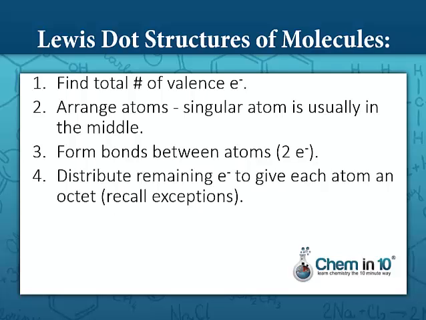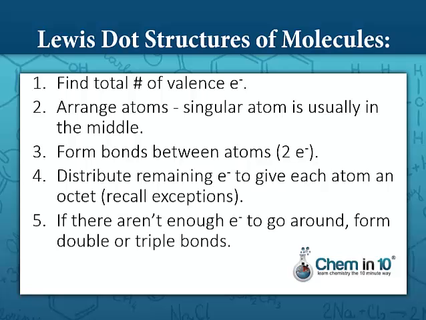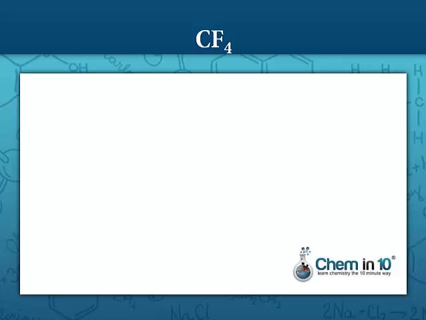When I say recall exceptions, what we're talking about right now is that hydrogen and helium only have 2 electrons to fill up their outer shell, but most other elements need 8. And then if there aren't enough electrons to go around, form double or triple bonds. So let's look at an example. Carbon tetrafluoride.